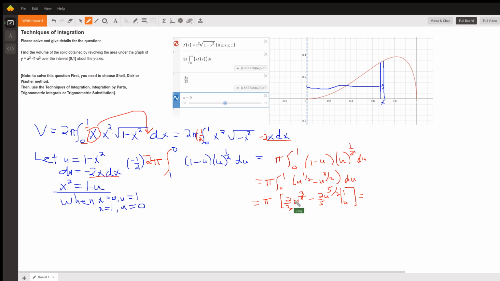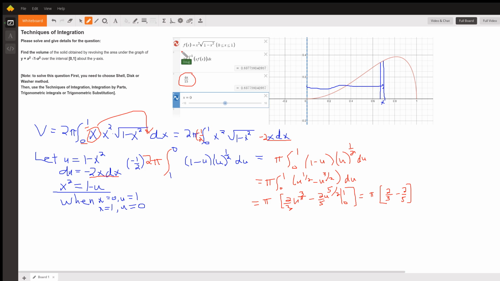So when I put 0 in for u, of course, I'm just going to get 0. When I put 1 in for u, I get 2/3, since 1 to the 2/3 is just 1, minus 2/5. And if you get a common denominator and subtract these fractions and multiply by pi, this is what you get here, 4 pi over 15.